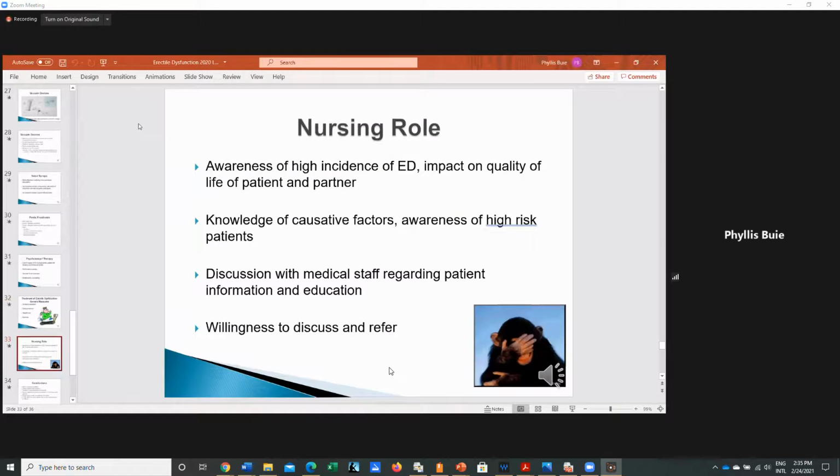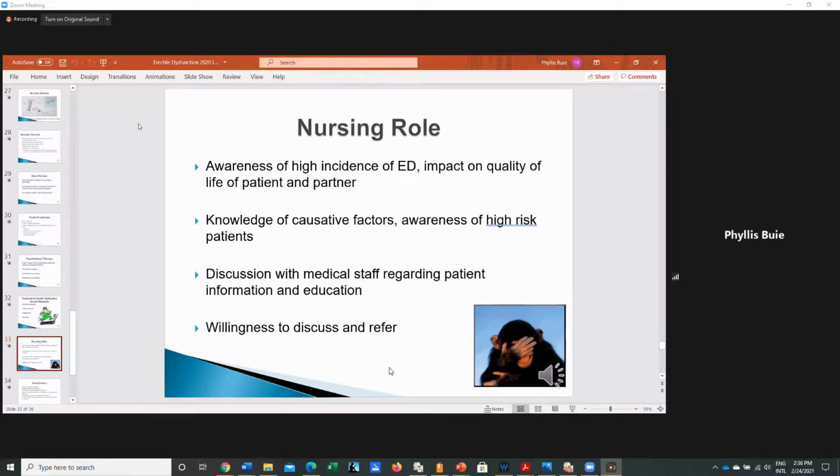And then, of course, our role as far as nurses is that we need to be aware of the high incidence of erectile dysfunction and how it can have an impact on the patient as well as the partner. We also want to be aware of the high risk factors, the causative factors that put our patients at higher risk for developing this condition if they don't already have it.